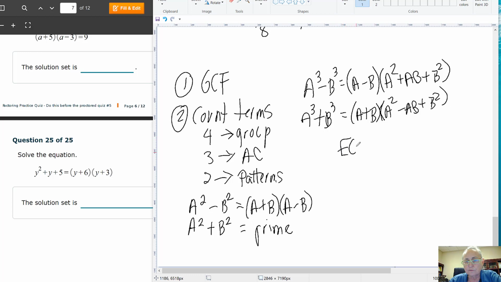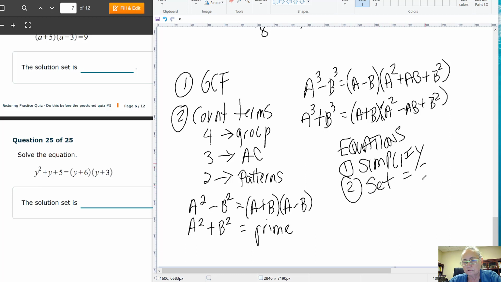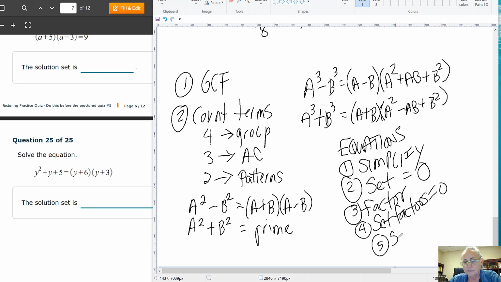And when you get ready to solve equations, number 1, you simplify both sides. Number 2, you set it equal to 0. Number 3, if the degree is 2 or higher, you factor. Number 4, set the factors equal to 0. And then number 5, solve each factor. If you only have one factor, you don't have to set it equal to 0, just solve it.